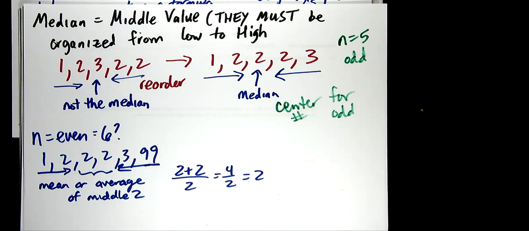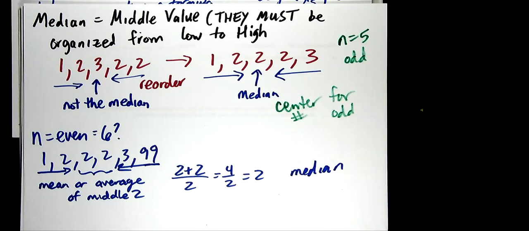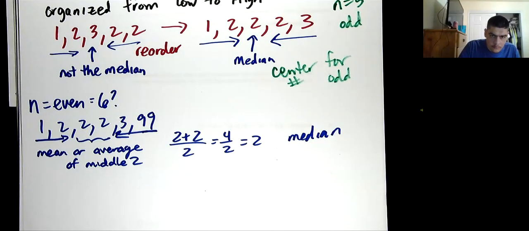So even if it was 99, the median is still 2. What would the mean be here?